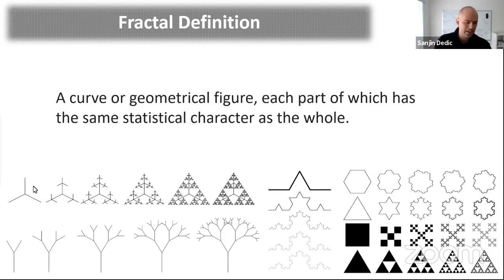So let's begin. Fractals. So what is a fractal? A fractal is a curve or geometrical figure, each part of which has the same statistical character as the whole. Well, that is the definition from the Oxford Dictionary. But as you can see in all of these pictures, these are very, very simple geometric examples of fractals. You have this sort of trident, and then all of a sudden, each dash splits into a trident, and then each dash splits into a trident, and you arrive at this fractal shape. So it's the same pattern, repeating again and again on a smaller scale.